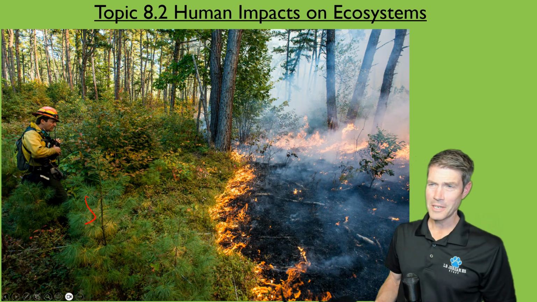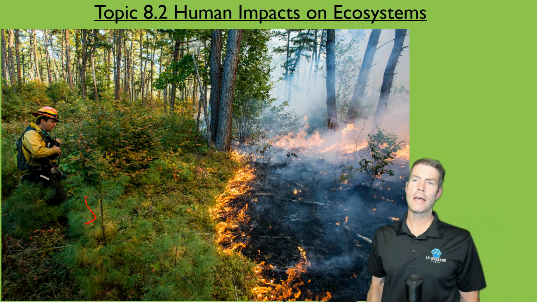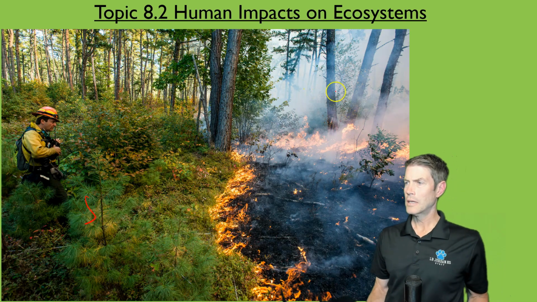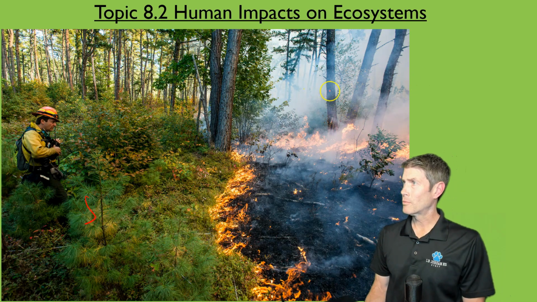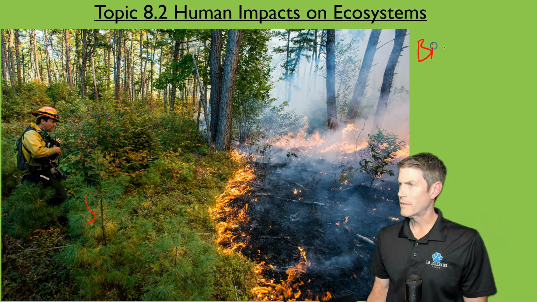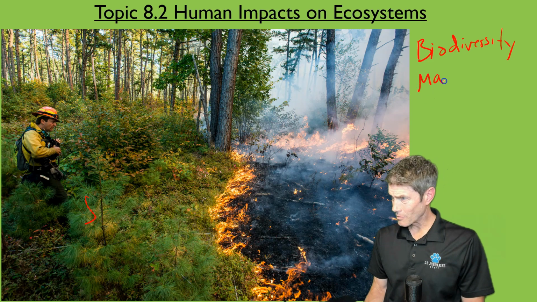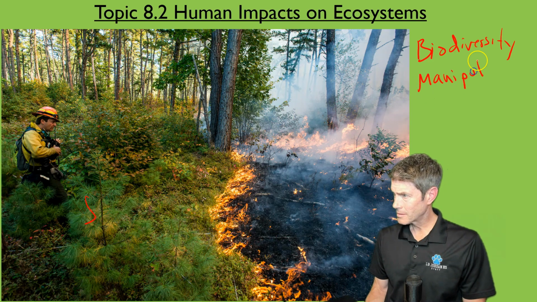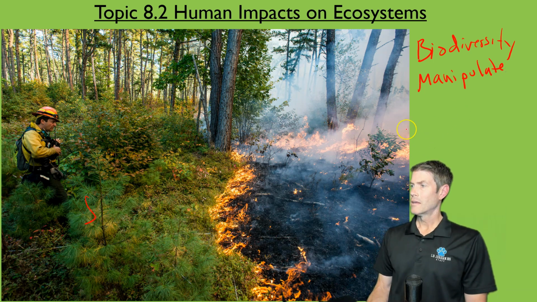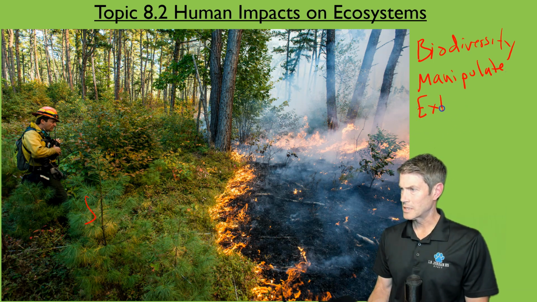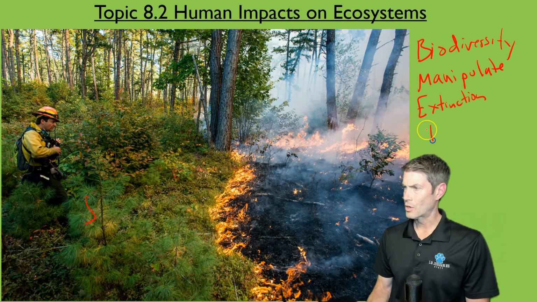All right, welcome to topic 8.2, human impacts on ecosystems. Now, we're going to look at how humans affect the world around us, mainly in terms of how we affect biodiversity, how we manipulate the world around us, and how what we can do can lead to extinction and, in general, a turnover of living things.